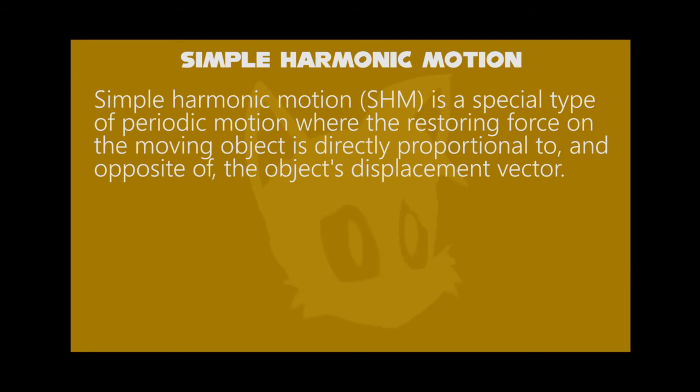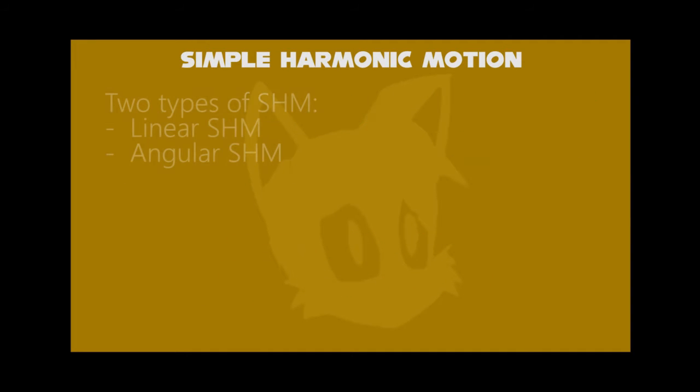This can now be depicted in the graph. You can see that the sine wave is changing. There can be two types: linear simple harmonic motion, and angular simple harmonic motion.